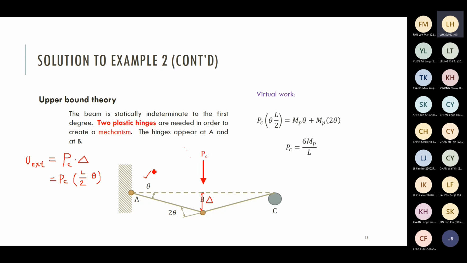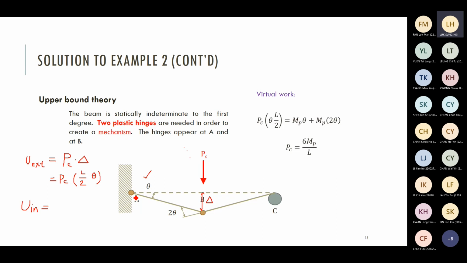Work done by the external load is equal to PL over 2 theta. Then what about internal work? Internal work is equal to the work dissipated at the location of plastic hinges. You have 2 plastic hinges this time, so you have 2 internal work terms. One is at point A, the other one at point B.